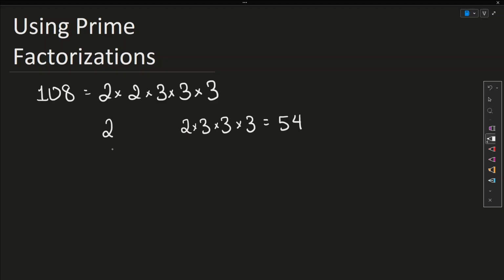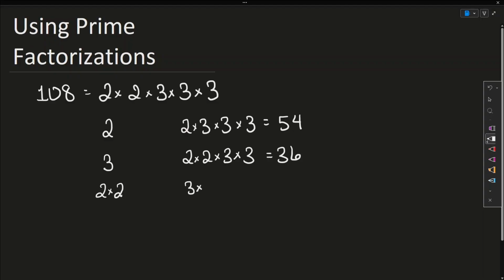I've already pulled a 2 off to the side. What if I have a 3? Well, that would be 2 times 2 times 3 times 3, which is 36. So that's a second factor pair, 3 and 36. If I remove 2 2's from this, I would have 3 3's left. That would be 4 and 27. So that's a third factor pair.